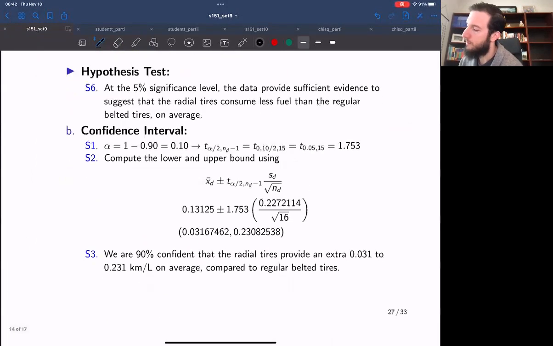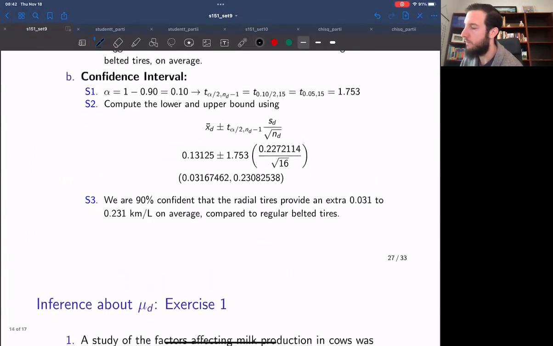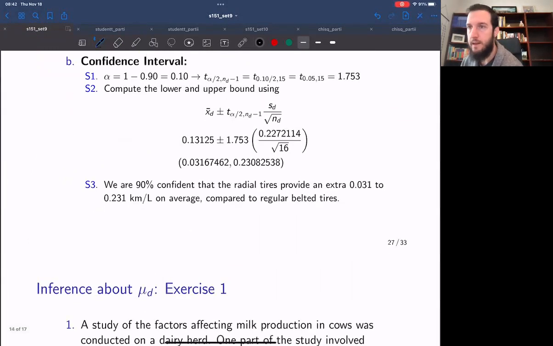All right, in part B, we're computing a confidence interval. And again, this is going to be done in the usual way. So we have t alpha over 2 on n minus 1. We're computing a 90% interval, so alpha is 0.1. So we have t on 0.1 over 2 comma 15, which is t 0.05 on 15, which we actually looked up in the previous question. So that gives us 1.753.